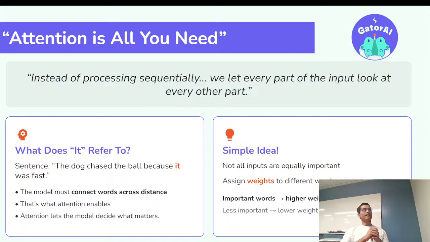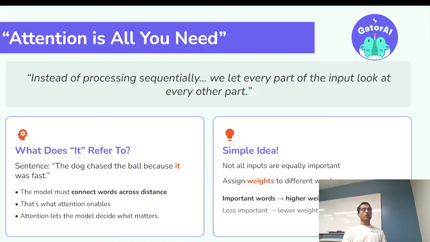And so the idea is, okay, let's say we have a sentence, dog chased the ball because it was fast. The model must connect the words across the distance, right? So the word it must be able to correlate to every single word in that sentence without having that sequential recency bias that an RNN has, right? And so attention lets that model decide what exactly matters to the word it.